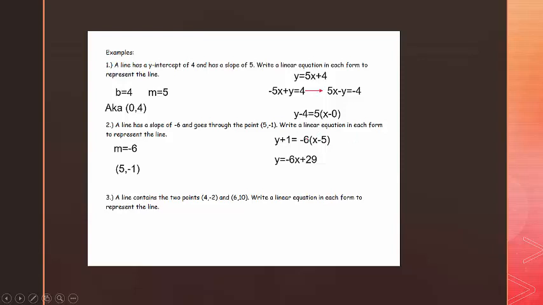We can easily go from here to slope intercept if we just simply distribute and then subtract 1 on both sides. So negative 6x plus 29. And then if we want to go from here to standard, we're just simply going to add 6x to the left. So now everything I want is on the left, and my 29 is already on the right, so I'm done.